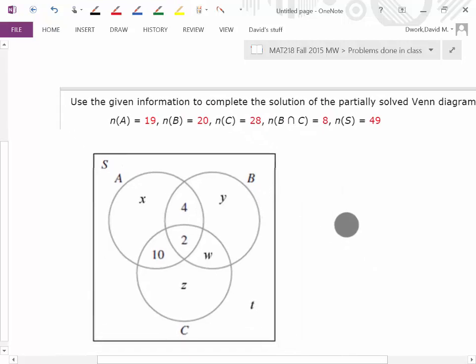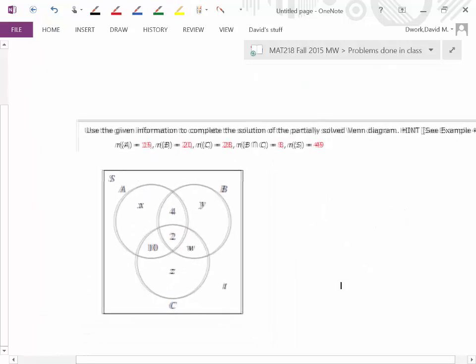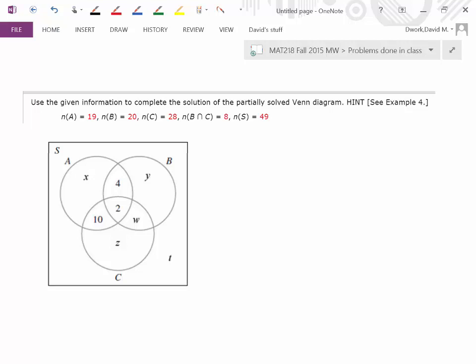All right, so when looking at this problem, we have to look at it as like a little puzzle. We know bits and pieces of information, and let's see if we can figure out the missing pieces of information. So for example, taking this first piece, this is telling us the cardinality of the bubble A is 19.